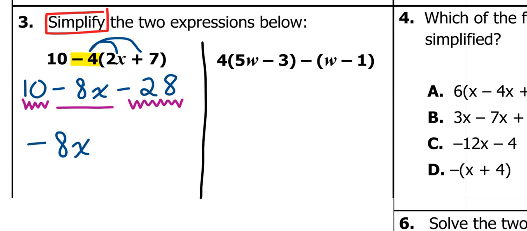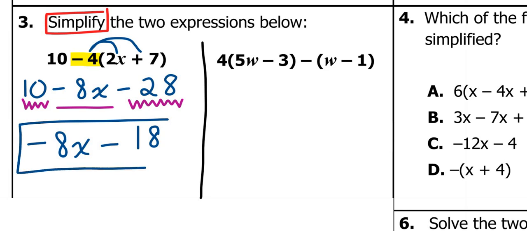If the signs are different, I'm going to take the sign of the larger number. So between 10 and 28, when I'm looking at the absolute value, 28 is the larger number. So I know my answer is going to be negative. And now, once I do that, I take 28 and 10 and I subtract. So 28 minus 10 is going to give me 18. So my answer here is negative 8x minus 18. This can also be rewritten as negative 18 minus 8x. They can switch places. All right, let's go on to the next one.